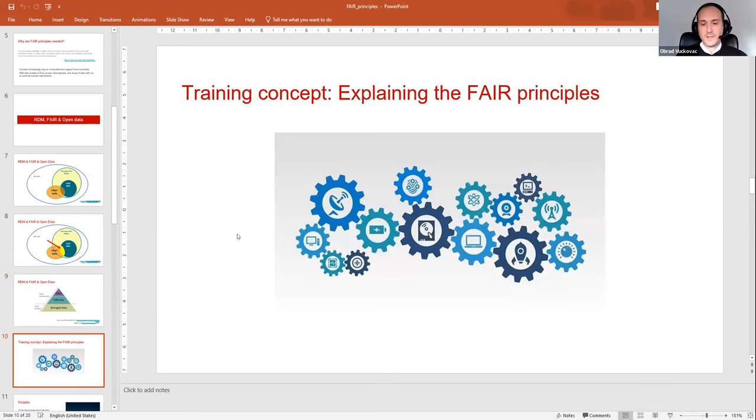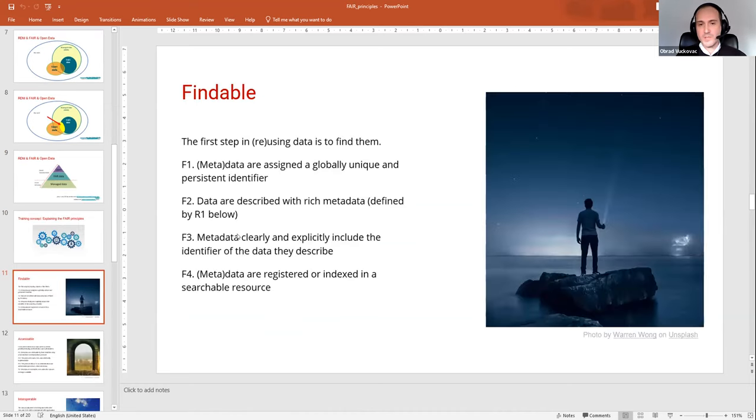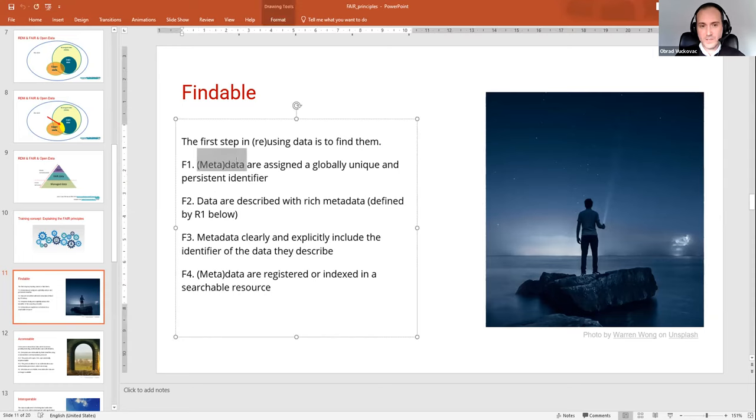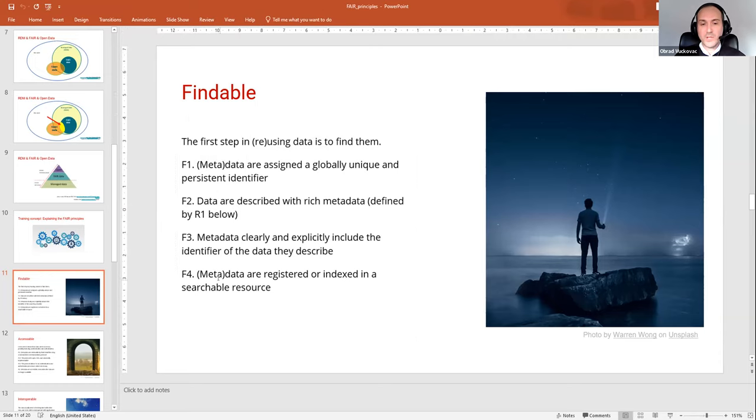So, training: how to explain FAIR principles. I usually explain it by going through the principles themselves. It can be very boring because it's usually just technical stuff and reading. You should just point out some key elements for the findable principle, like PIDs and rich metadata. You should also point out here that FAIR principles relate not just to data, but also to metadata. Like you can see, it's for data and metadata, but also indirectly to research infrastructure as well, like this F4 principle.